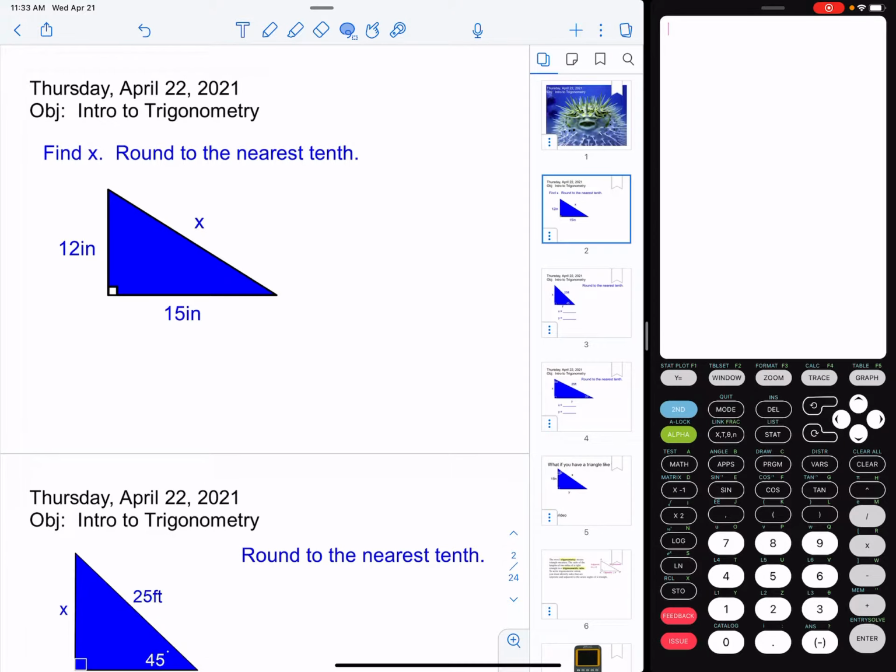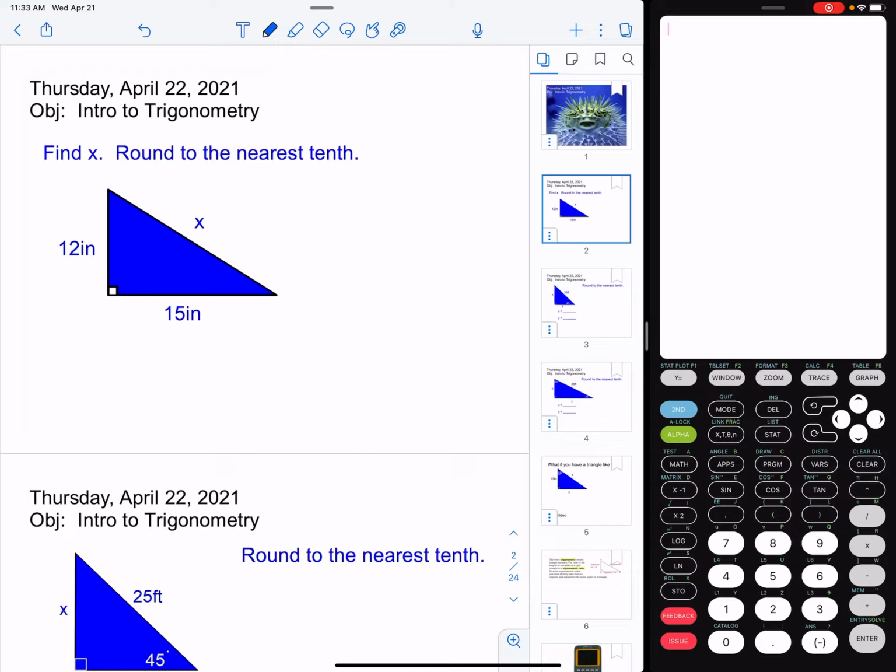It says, I would like for you to find x, and then round your answer to the nearest tenth. In this triangle, you were given this side length and this side length, and we're asked to find the third. So what do you use in order to find x? Pause the video and find x for me. Okay, so let's see how you did.